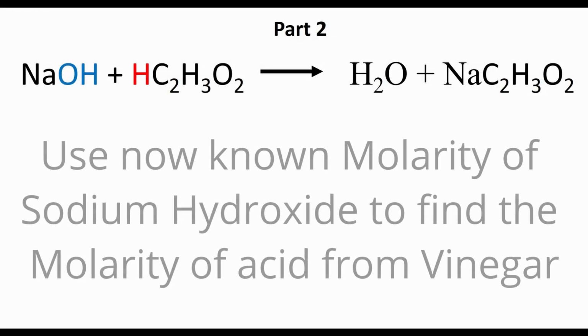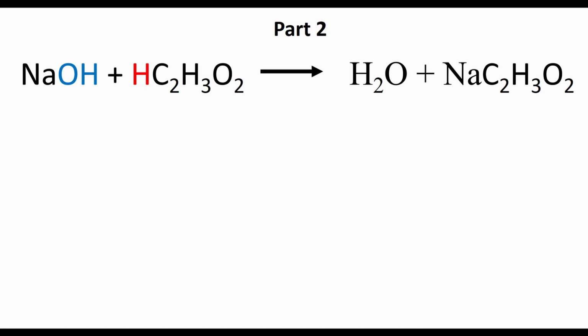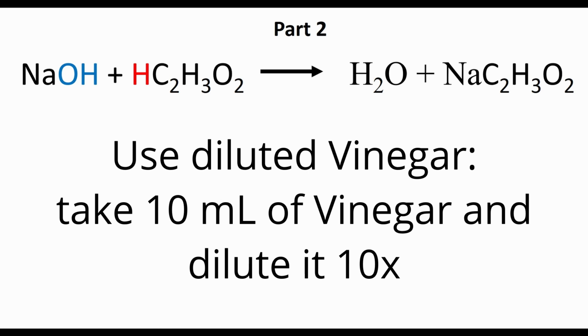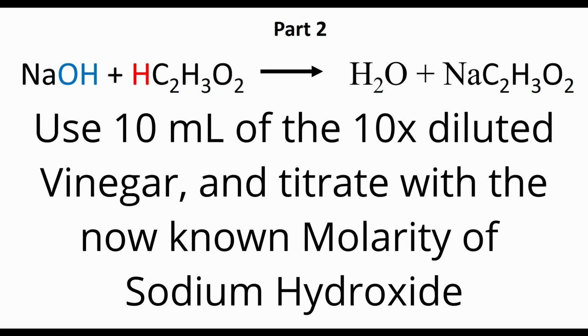In part 2, we will use the now known molarity of sodium hydroxide to figure out the molarity or concentration of acid in a vinegar bottle. So to do this, we will use a diluted amount of vinegar. We'll take 10 milliliters of vinegar and dilute it 10 times, i.e. we will add 90 milliliters of water to it, and then we'll use 10 milliliters of that 10 times diluted vinegar and titrate that with our now known concentration of sodium hydroxide.